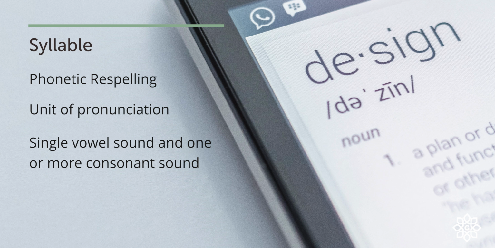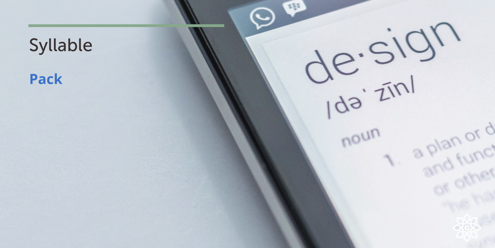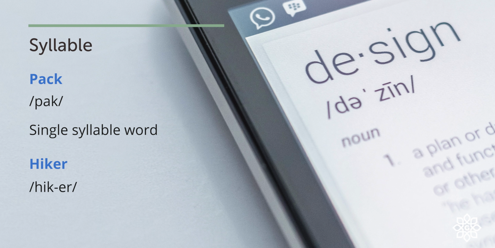For example, the word pack. Here, the phonetic respelling is PAK and this is a single syllable word. Hiker. Here, the phonetic respelling is HIK-ER. So this is a two-syllable word.